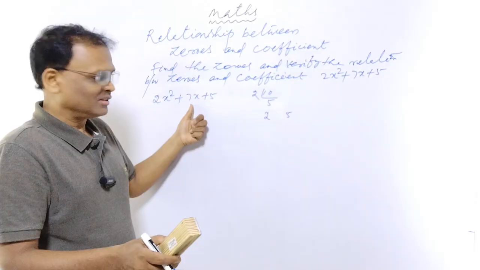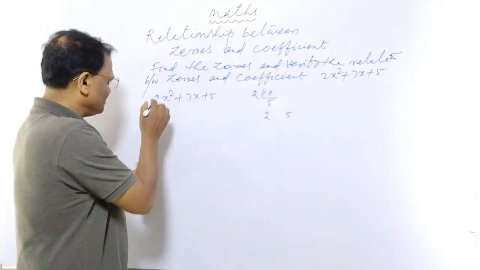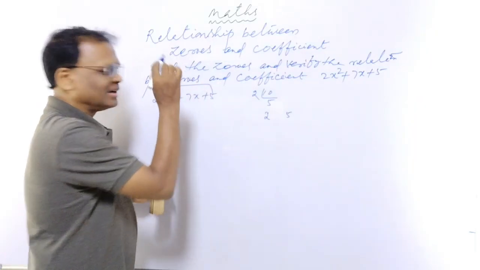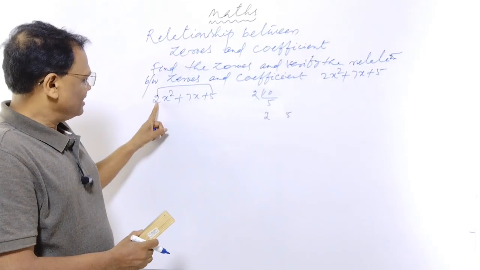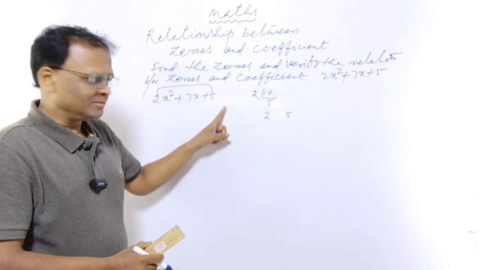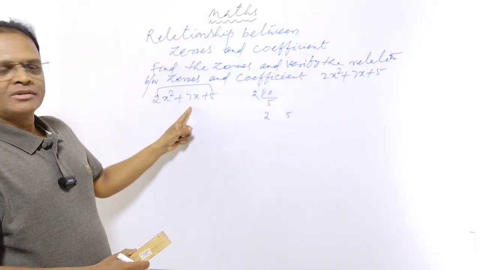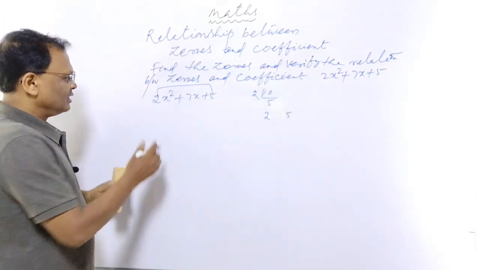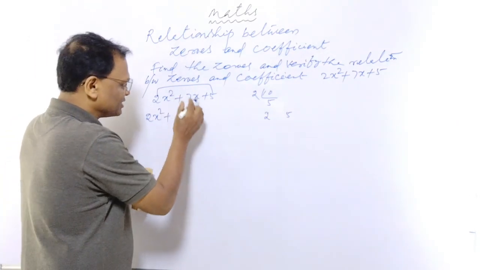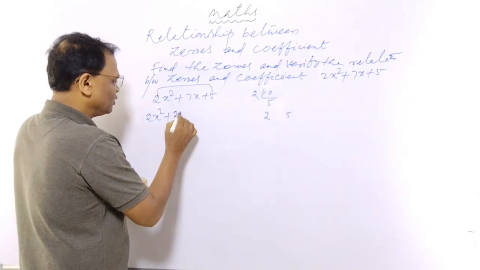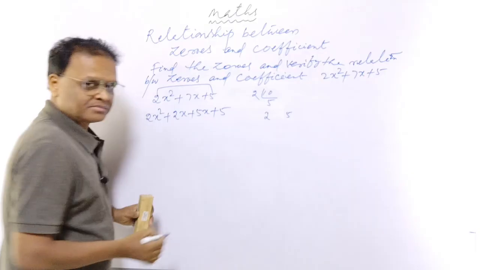Again, one more thing I have to check. Already I have told you. 2 5s are 10. If you multiply these two, 2 5s are 10. If you add these two numbers, 2 plus 5 is 7. The middle number is 7. So these two are my perfect numbers. So instead of 2x square plus 7x, let me write these two: 2x square plus 2x plus 5x plus 5.